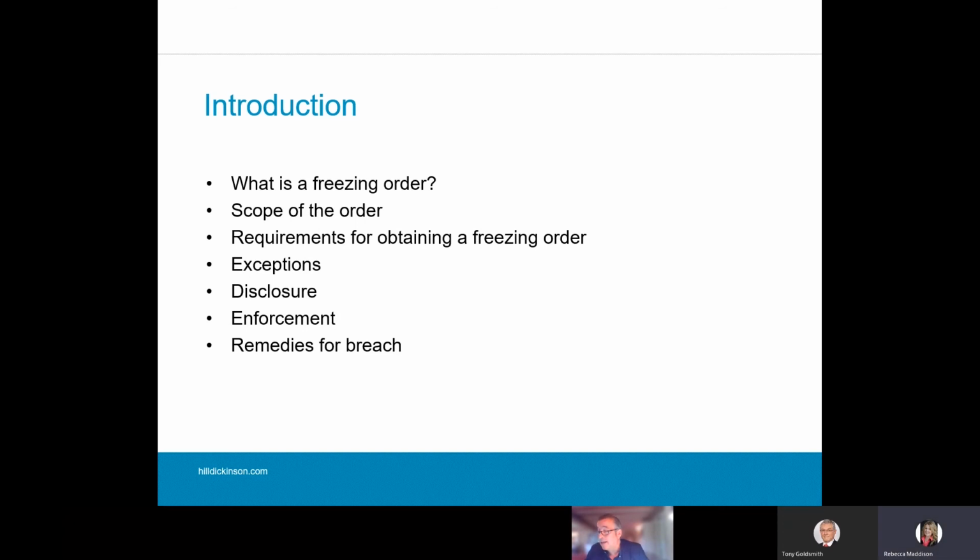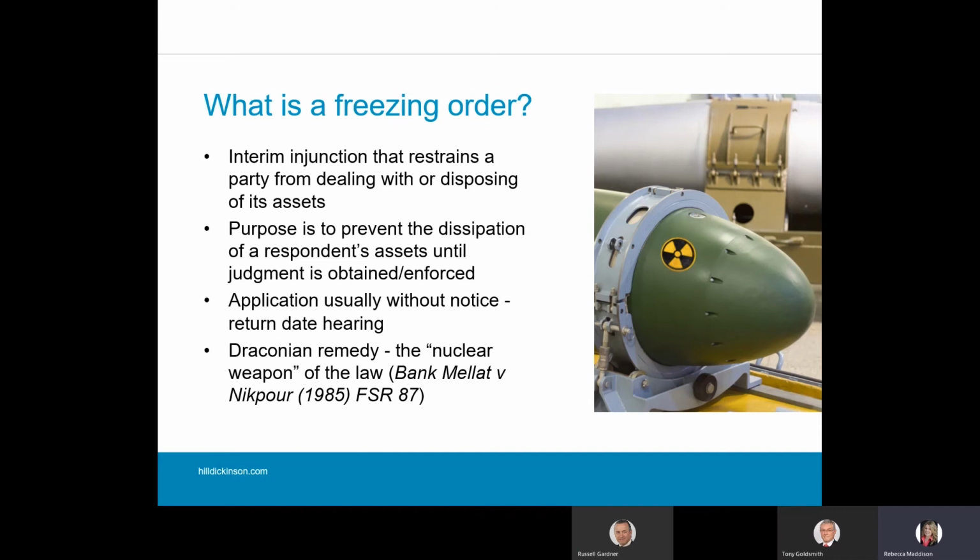Thank you very much, Russell. The first thing we're going to look at is what is a freezing order. It's an interim injunction that restrains a party from dealing with or disposing of its assets. And the purpose is to prevent the dissipation of the respondent's assets until judgment is either obtained or enforced. It can be sought pre-action or post-judgment. It's often sought pre-action if there are concerns about eventual enforcement post-judgment. It can also be sought post-judgment to preserve the defendant's assets until judgment has been enforced.